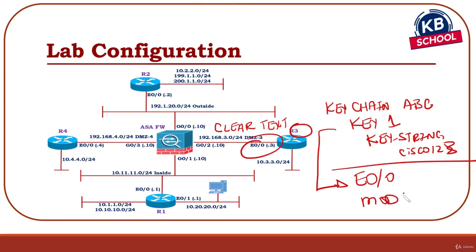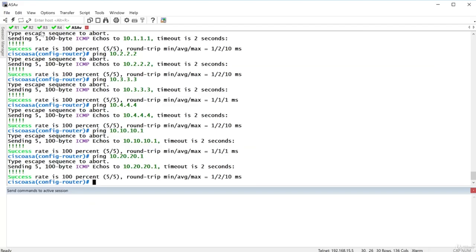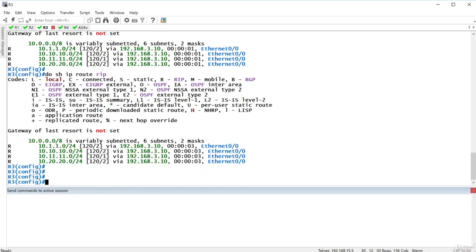I can leave the mode off. The default mode is text. Even if I type the command in, it will disappear. So let's do that on the router and see what's the issue that you'll face if you do that. So I'll go to router 3. I'll say keychain, whatever you want to call it.